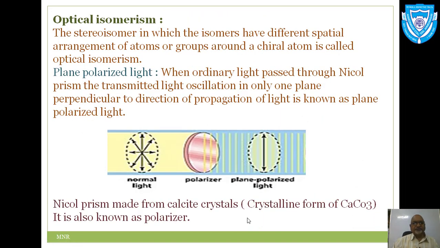Optical isomerism. The stereoisomerism, in which the isomers have different spatial arrangements of atoms or groups around a chiral carbon, is called optical isomerism.